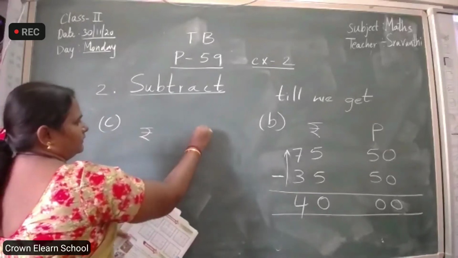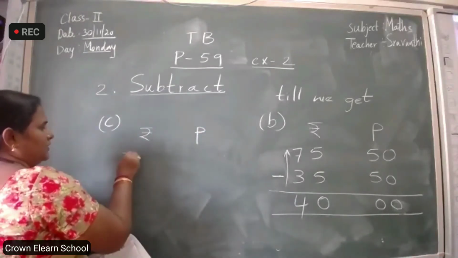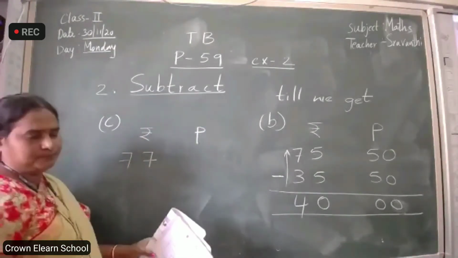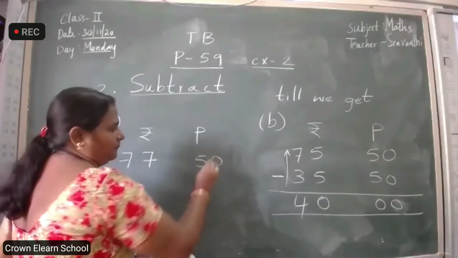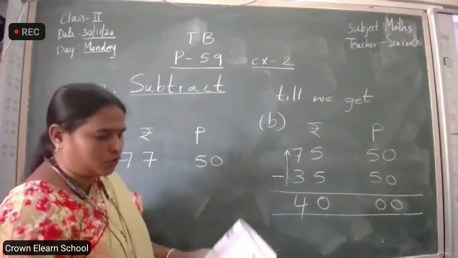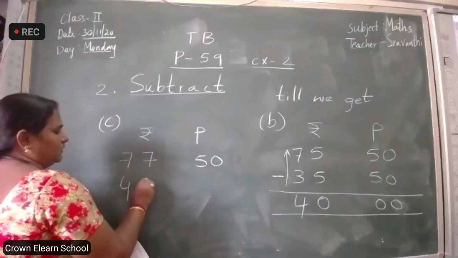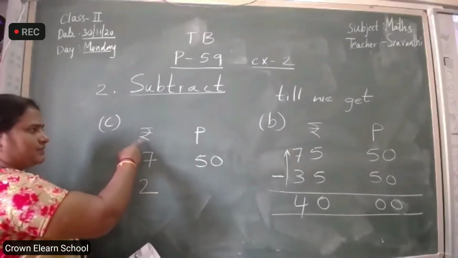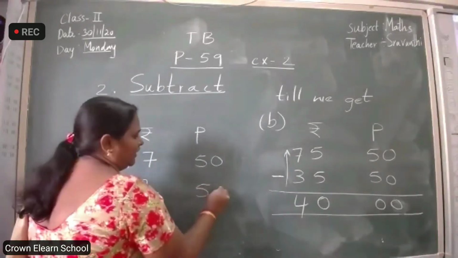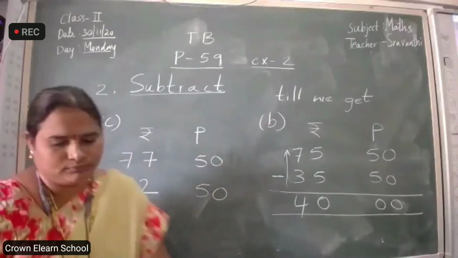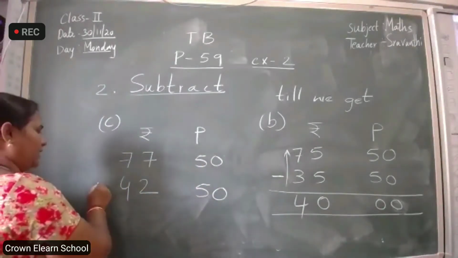Rupees, paise. 77 rupees 50 paise. This is the first amount given. Next, 42 rupees 50 paise. The symbol is minus, the subtraction symbol.